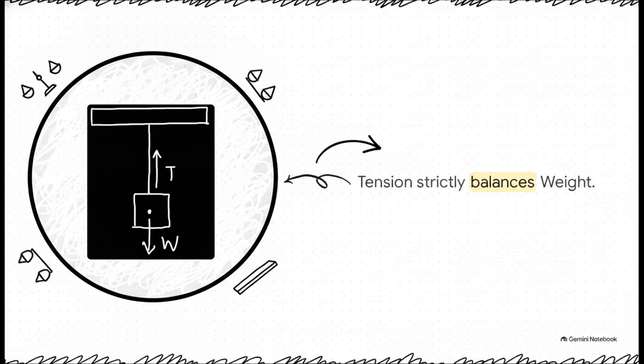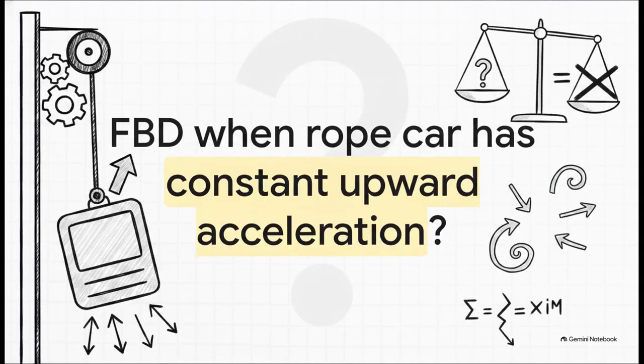Mathematically speaking, tension minus weight equals 0. So the upward tension vector perfectly balances the downward weight vector. Constant velocity and being completely at rest actually look exactly the same on a free body diagram. Let's change up the parameters a bit.